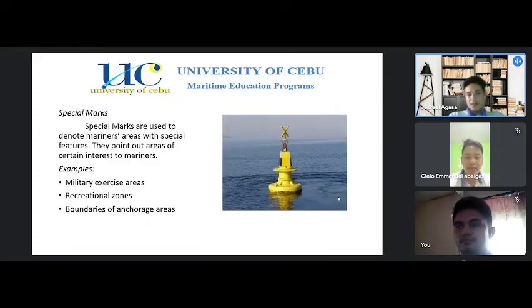Next is special marks. Special marks are used to denote to mariners areas with special features. They point out areas of certain risk to mariners. For example, military exercise areas, recreational zones, boundaries of anchorage areas. These three examples are called special areas or special zones, and special areas are marked by special marks.